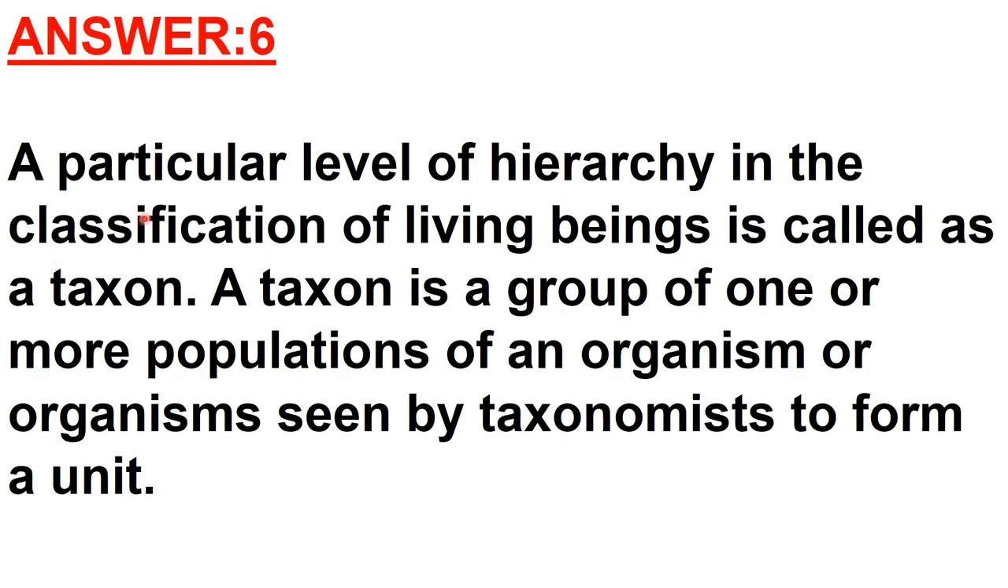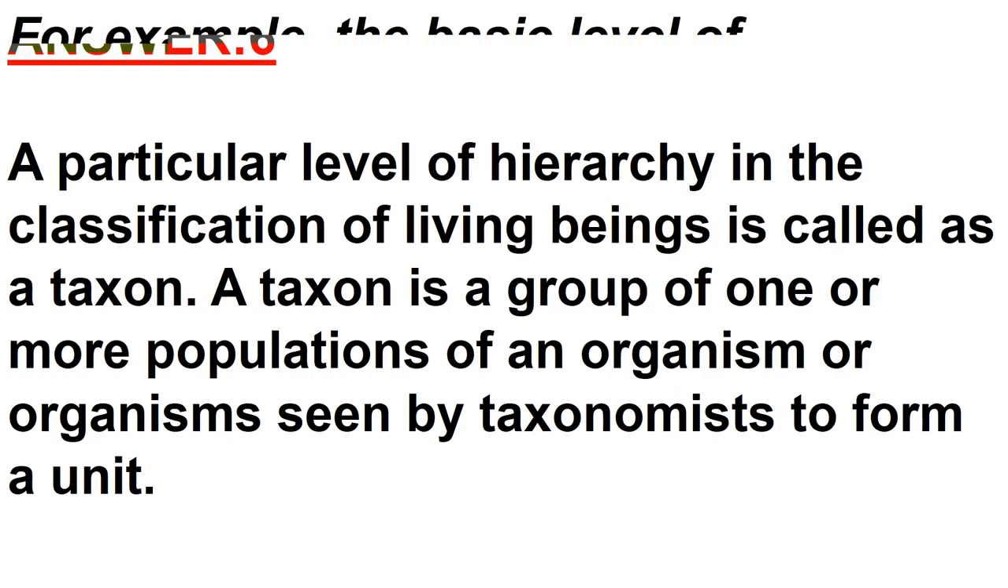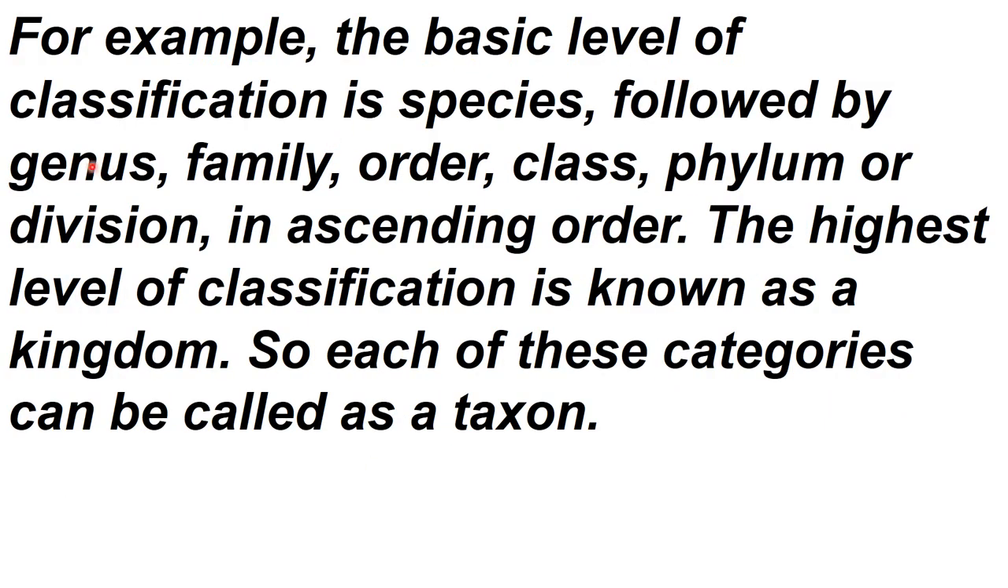right? I have already told you that any level of hierarchy can be called a taxon. A taxon is a group of one or more populations of an organism or organisms seen by taxonomists to form a unit. So any group of organisms can be kept in a convenient category, and that can be called a taxon. For example, the basic levels of classification are species, followed by genus, meaning after the species there will be genus, then family, order, class, phylum or division.